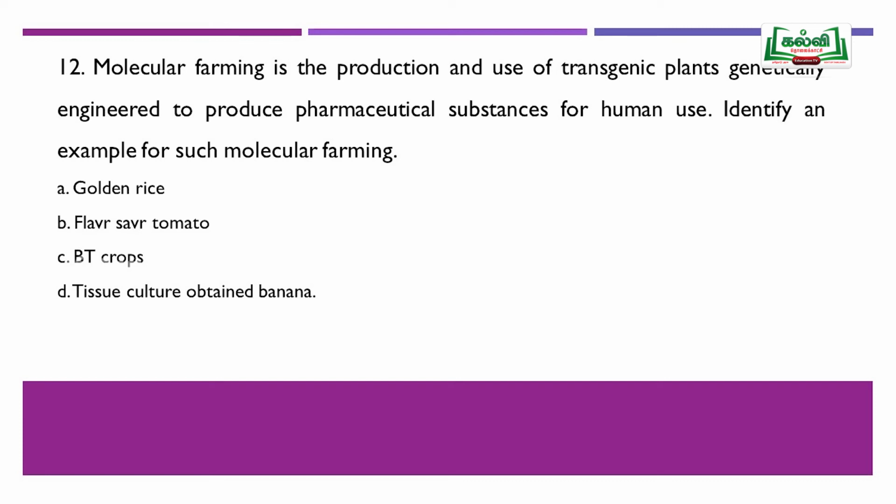Okay. So, option A is golden rice, option B is Flavr Savr tomato, option C is Bt crop, option D is tissue cultured banana. If you take golden rice, beta carotene content is present.